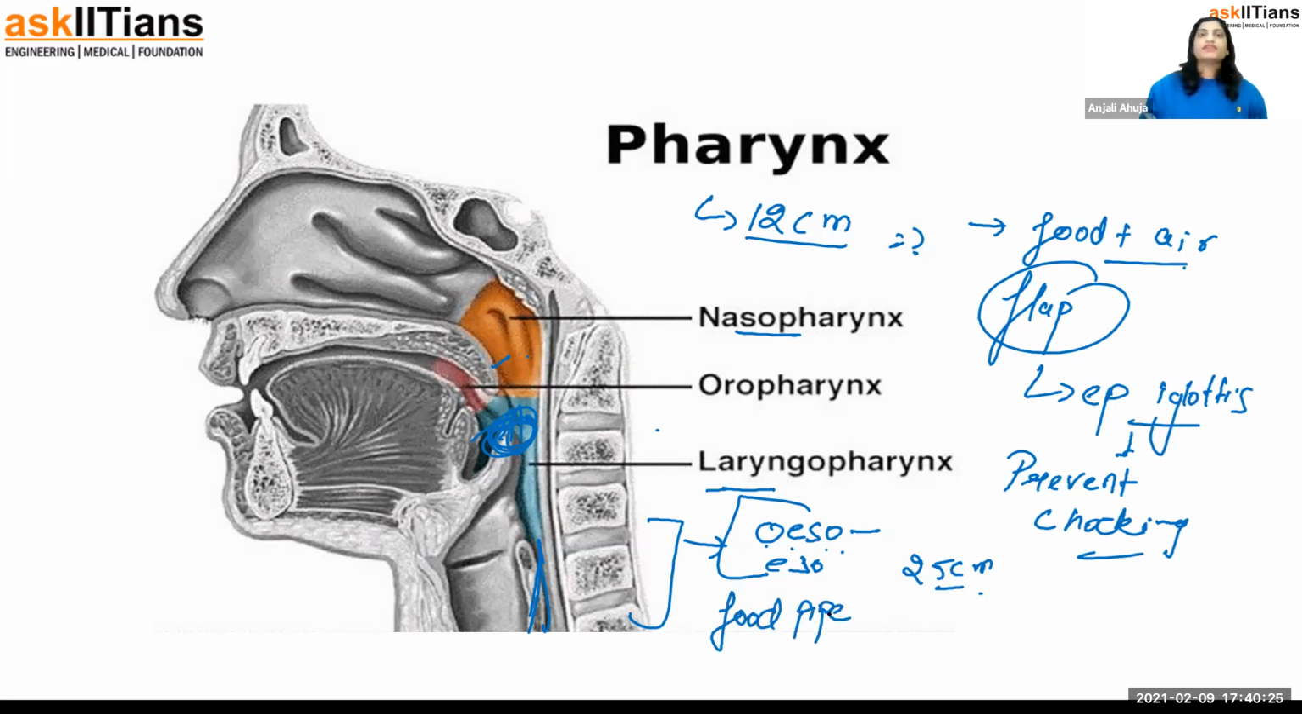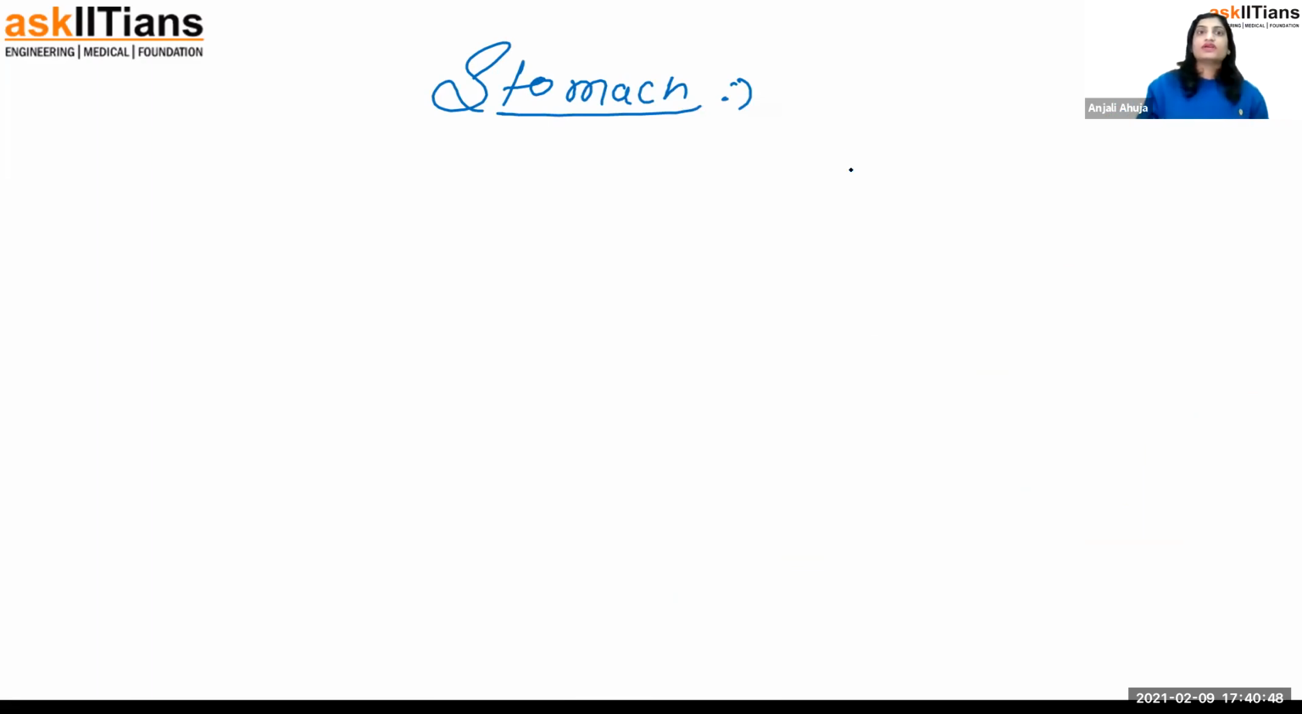Now it is taking entry into the stomach, and let me tell you the parts and structure of the stomach. I'll write it here on this screen. Guys, the stomach is the main part where digestion happens. We used to say we are suffering from acidity. There are reasons for it, I'll tell you. First of all, understand that the stomach is a J-shaped organ.